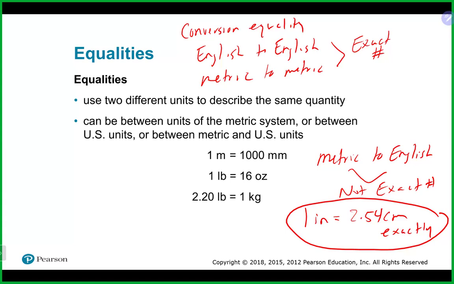So we have metric to metric here, right? Meters to millimeters. That's an exact. We've got a pound to 16 ounces. That's an exact, as that's English to English. And then we also have a crossover here, which is 1 kilogram is 2.2 pounds.